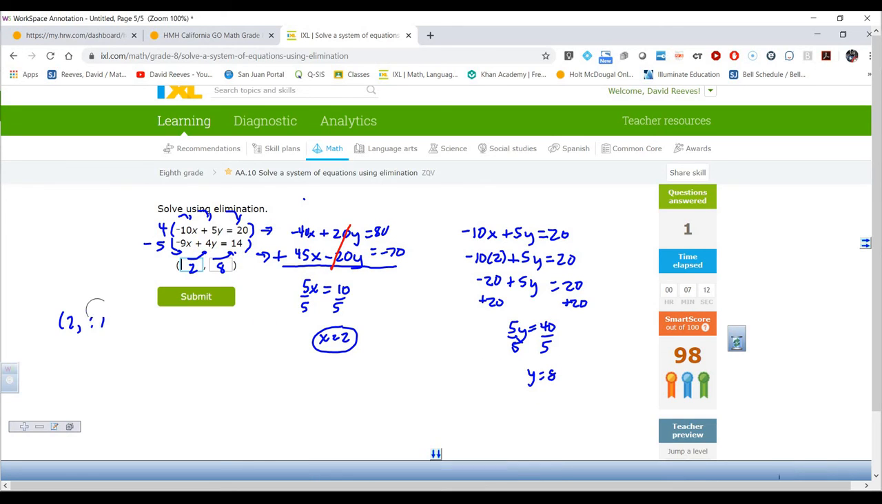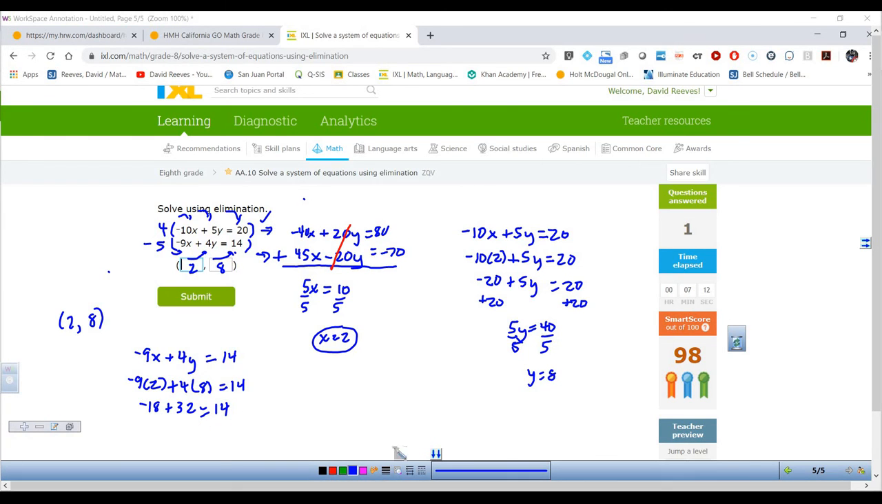So I'm feeling pretty good about life right now. All right, 2, 8, I believe is the correct answer, but the great thing about systems of equations is you can always know. I used the top equation to find the value of y, so I'm going to use the bottom equation to check and see if my value of x and y makes this equation true. So negative 9 times 2 plus 4 times 8 has to equal 14. Negative 9 times 2, negative 18 plus 32 equals 14. Does it? Negative 18 plus 32, does that equal 14?